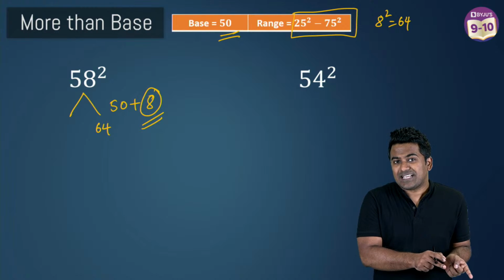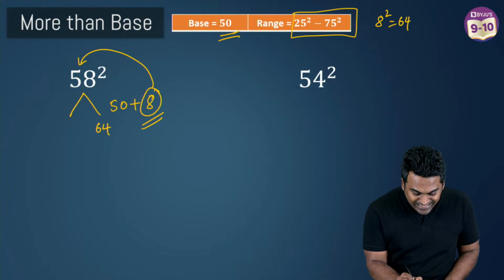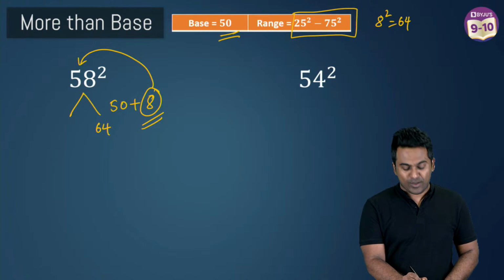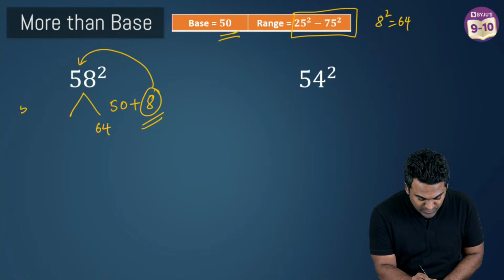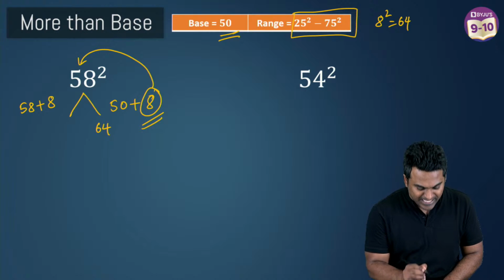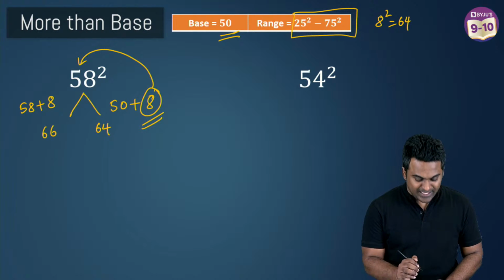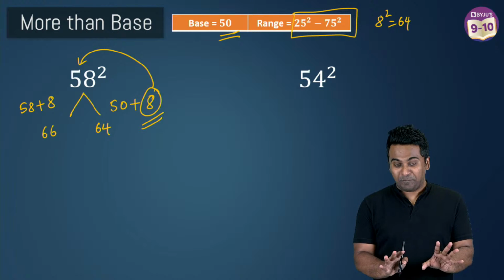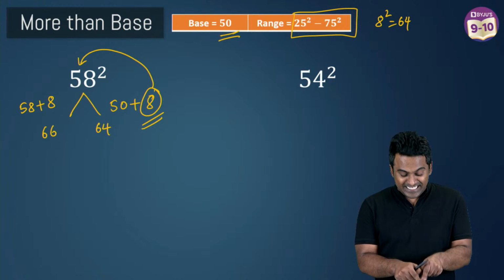Now, what do we do on the left hand side? What have we been doing so far? Well, we've gone ahead and added this 8 to 58. Why are we adding? Because we're adding on the right hand side. So we add on the left hand side as well. So this is going to be 58 plus 8. And how much is 58 plus 8? That's going to be 66. Okay. Now stop. The answer is not going to be this 6664.